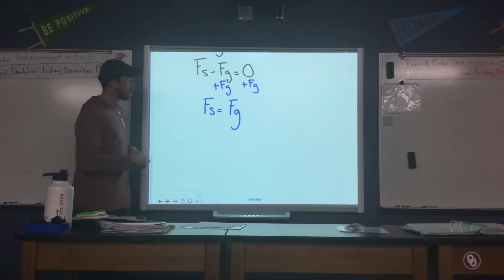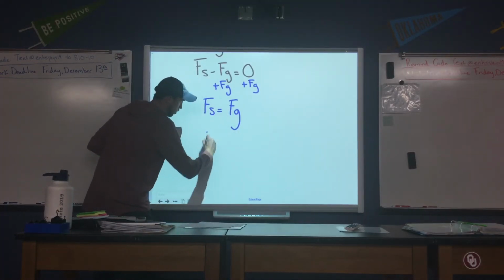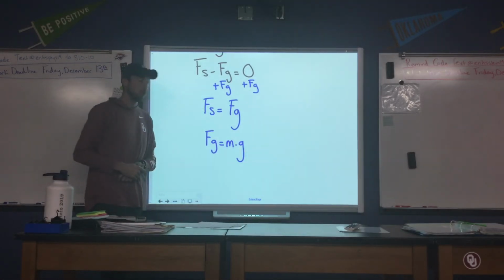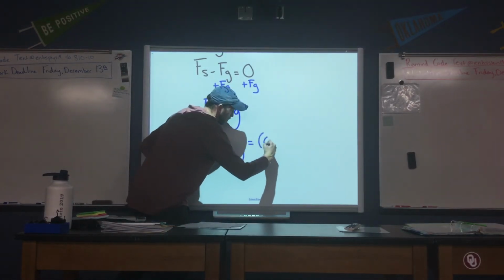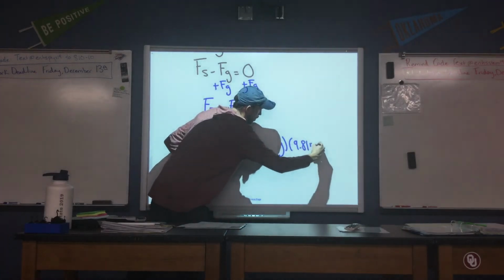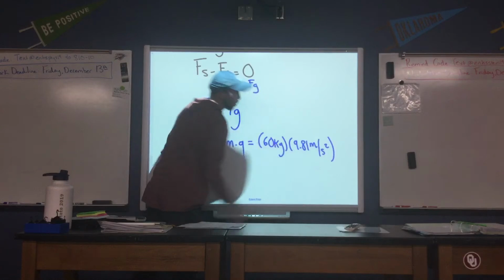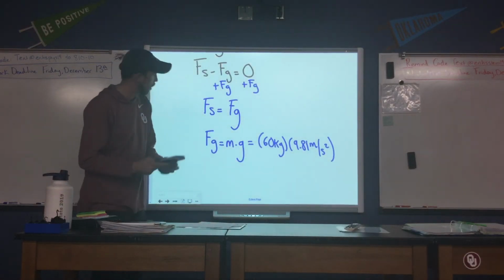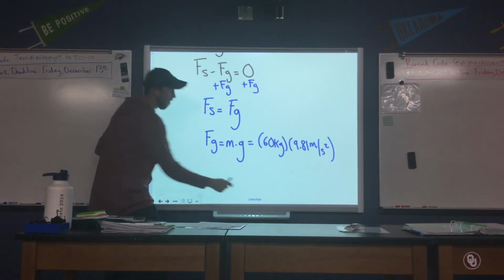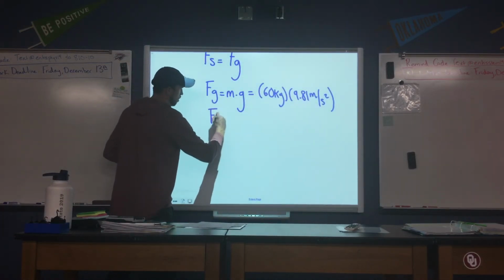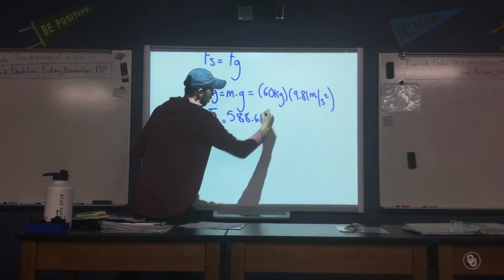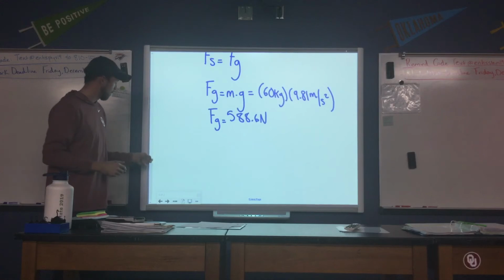Here's what we can do. We know that our force of gravity is equal to, well, the mass of our object multiplied by acceleration due to gravity. So let's plug in what we know. 60 kilograms multiplied by 9.81 meters per second squared. Plug that in real quick. Gives us right about 588.6 newtons. So now we have a value for our force of gravity.